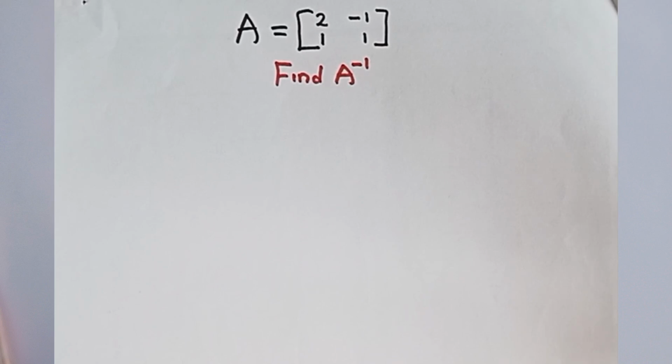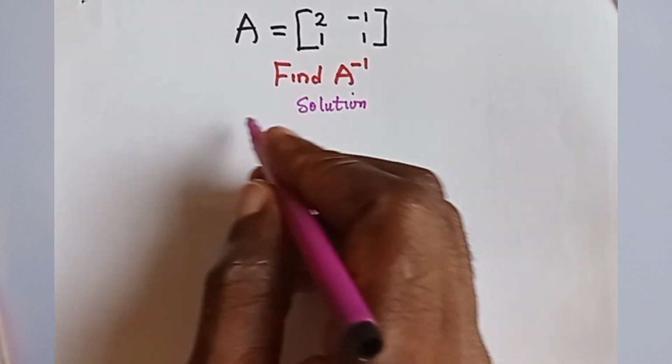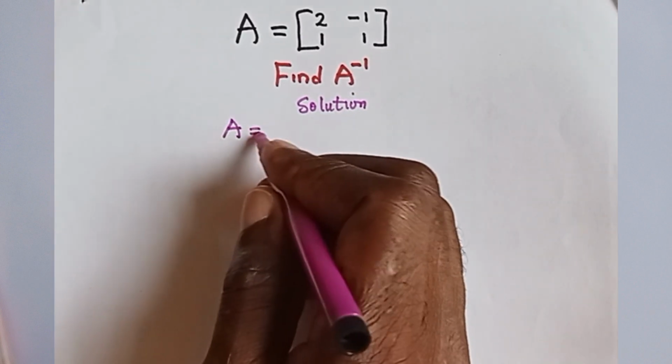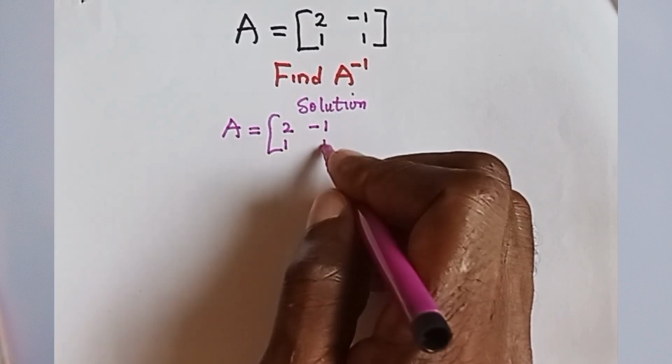In this video, I want to show us how to find the inverse of a 2 by 2 matrix. Okay, solution. So we have A equals 2, 1, minus 1, 1.